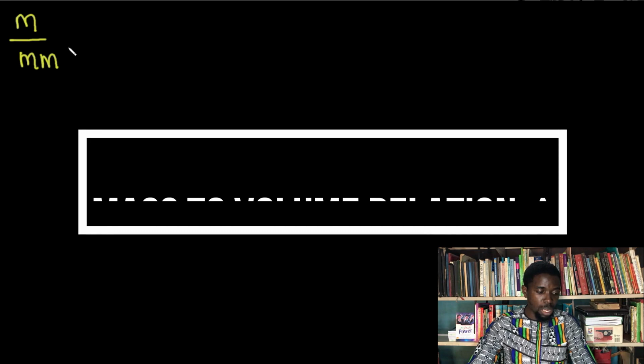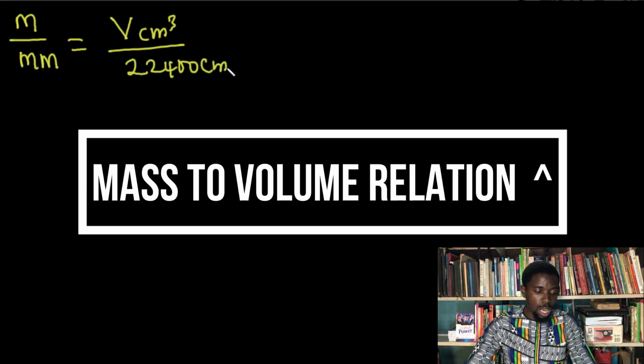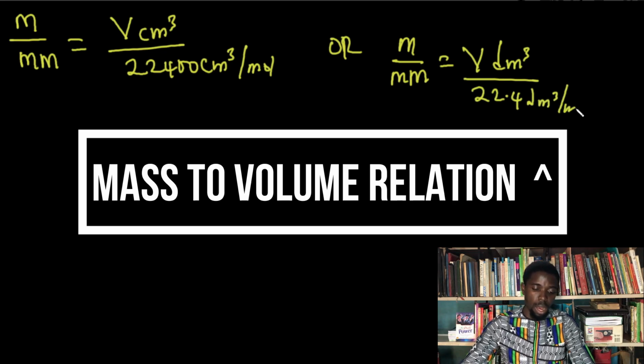Let's start with the first one. We established that the relationship between mass and volume is mass over molar mass equals volume in cm cube all over 22,400 cm cube per mole, or mass over molar mass equals volume in dm cube all over 22.4 dm cube per mole.